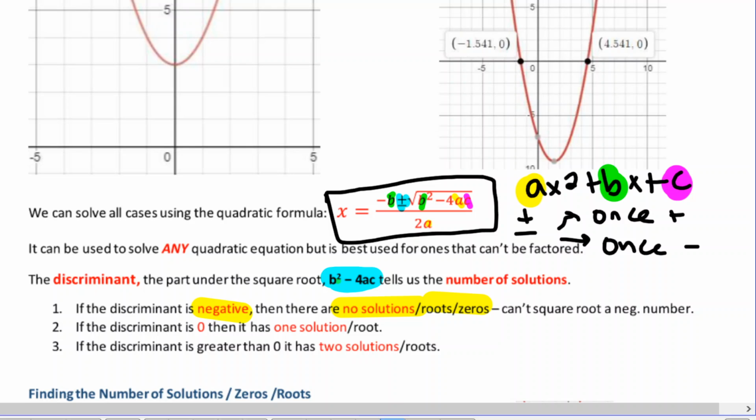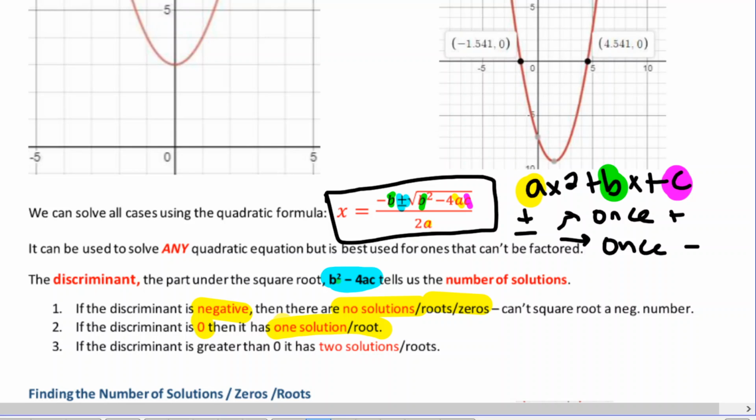If I have a discriminant value of 0, then I have one solution, because that means that in my equation, when I get to that plus minus, I'm going to add 0 to get my first solution. I'm going to subtract 0 to get my second solution, but that's the same number. So if I have a discriminant value of 0, that means I essentially get the same answer twice, so I only have one solution.